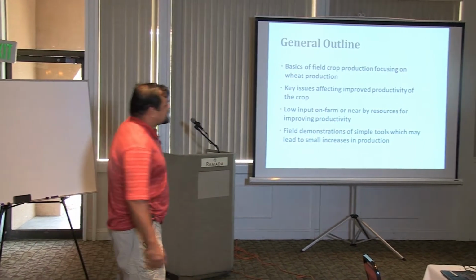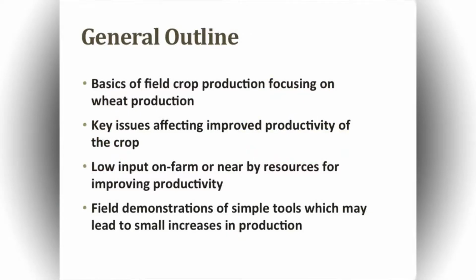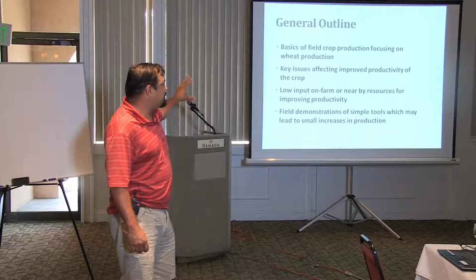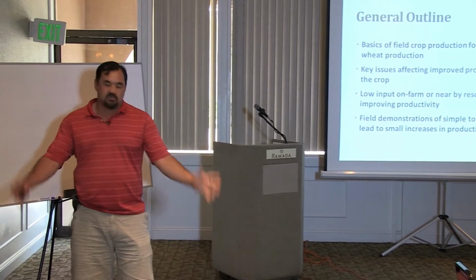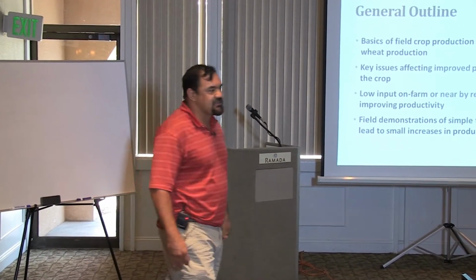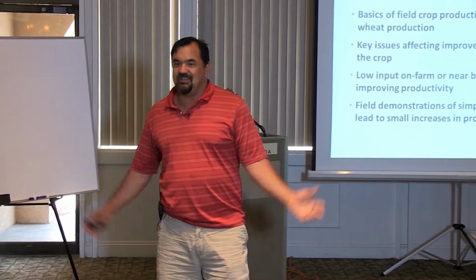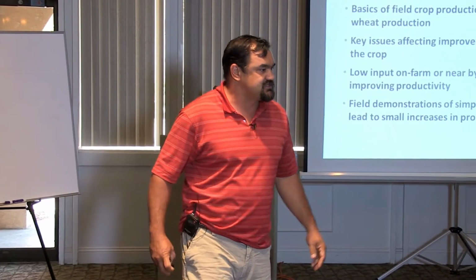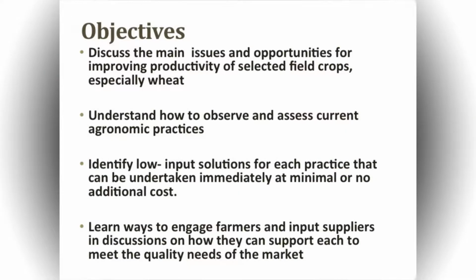So here's the basic general outline of what we're going to talk about. We're going to go through some real basics of field crop production. We're going to look at key issues affecting improved productivity of the crop. And at the end, we'll talk a little bit about what are some of the low input on-farm or nearby resources that can improve productivity. And then tomorrow, we'll spend about 25 minutes together talking about things, and I'll give you a couple of in-field, hands-on demonstrations of some of the things that we're going to talk about today.